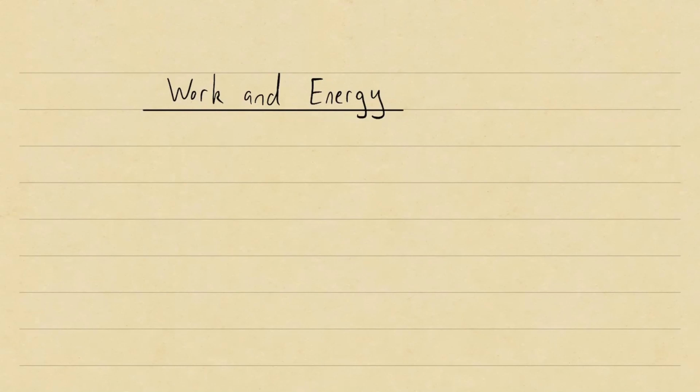So what's all the fuss, right? Why should we care about these concepts called work and energy? Well, one advantage of these things is that both the work being done on or by an object, as well as the energy of an object, are both scalar quantities, right? They're just numbers. We don't have to worry about the direction of energy or work because they're just numbers.